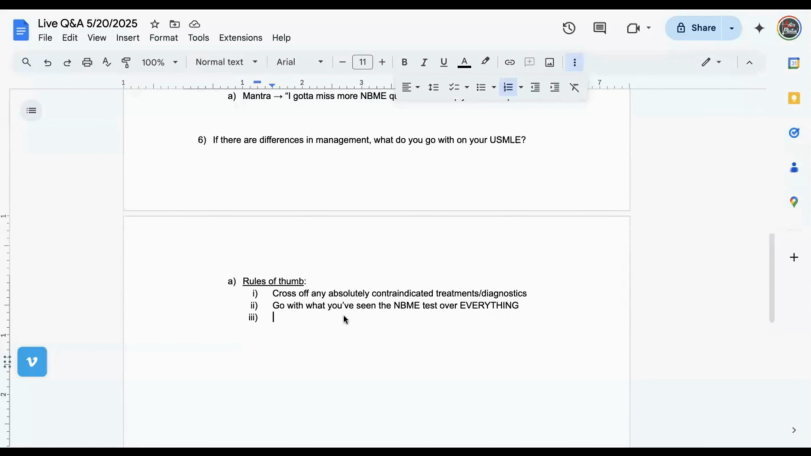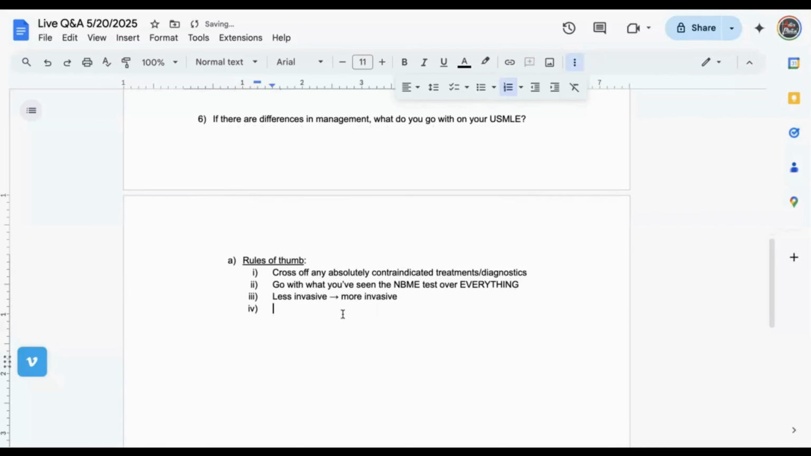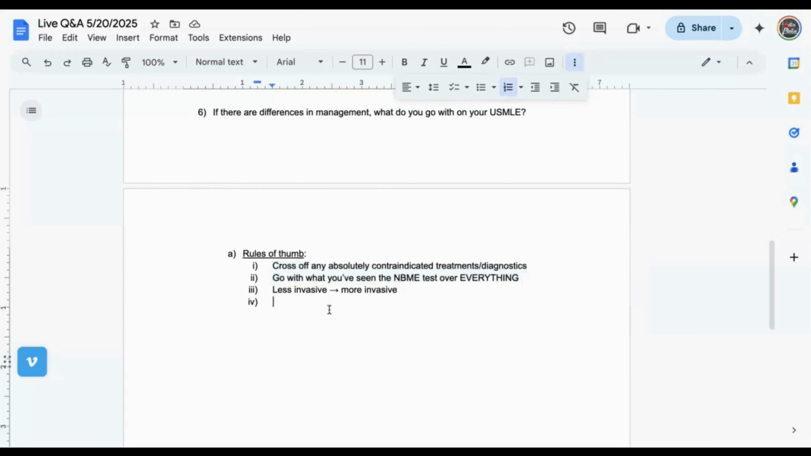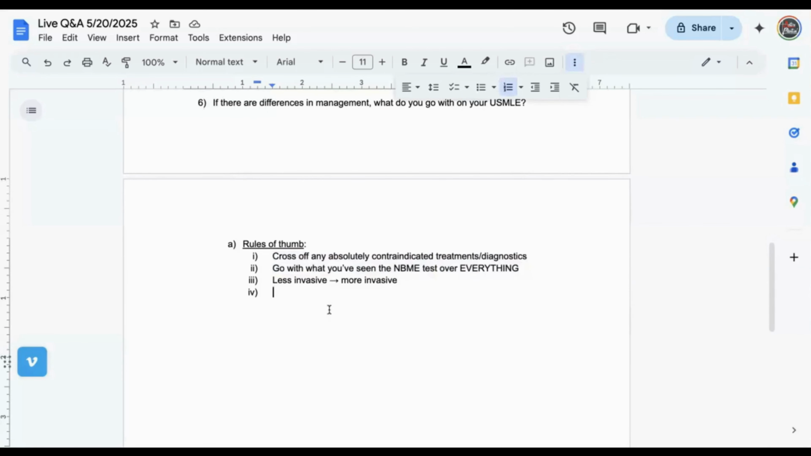Number three, start with less invasive and then go to more invasive. Another easy rule of thumb: if you don't have anything from step one or two that can help you, go with the less invasive option. Number four is take into account comorbidities and functional status of the patient.